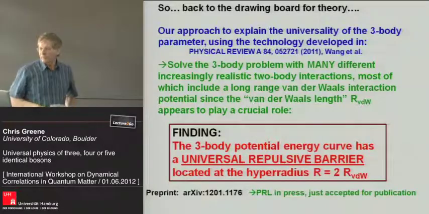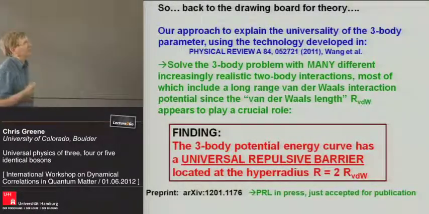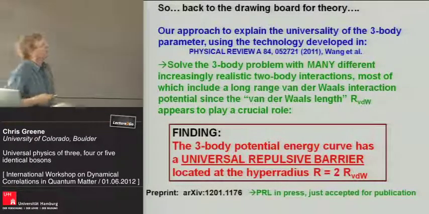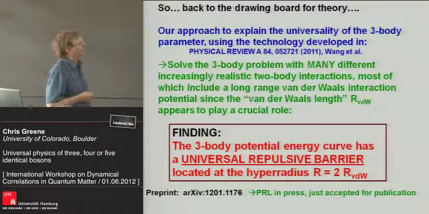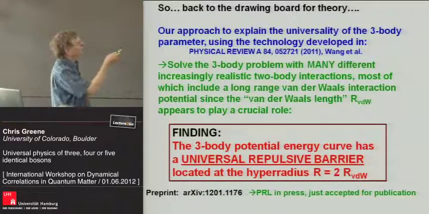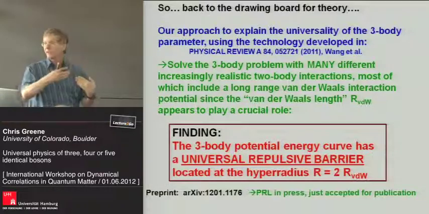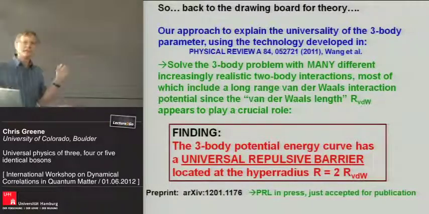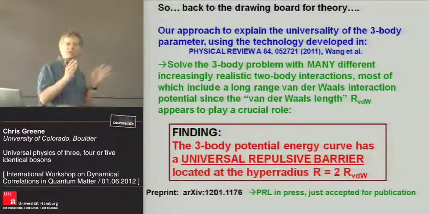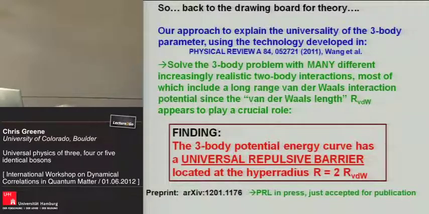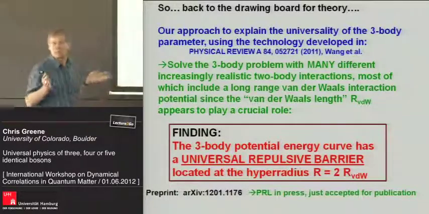So this struck us as a question that we should really tackle and try to understand. And that's what we've done in the past year. We've really put a lot of effort into this, solving the three-body problem with three identical bosons, with many different interactions, trying first of all to see, do we agree that there is this universality that the experiments see?